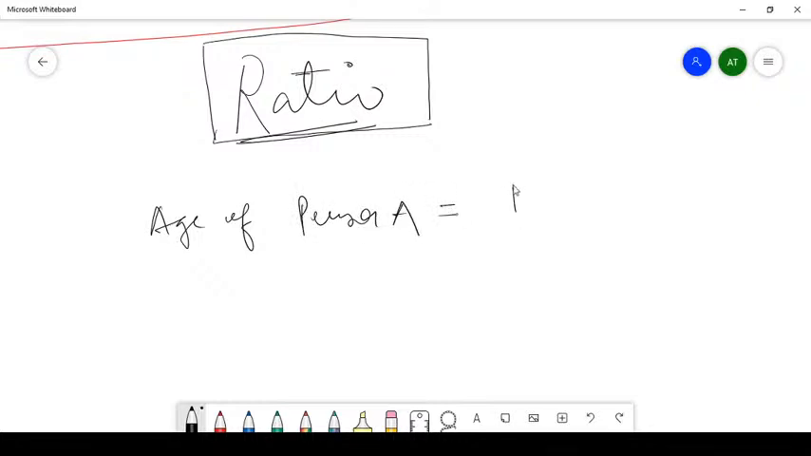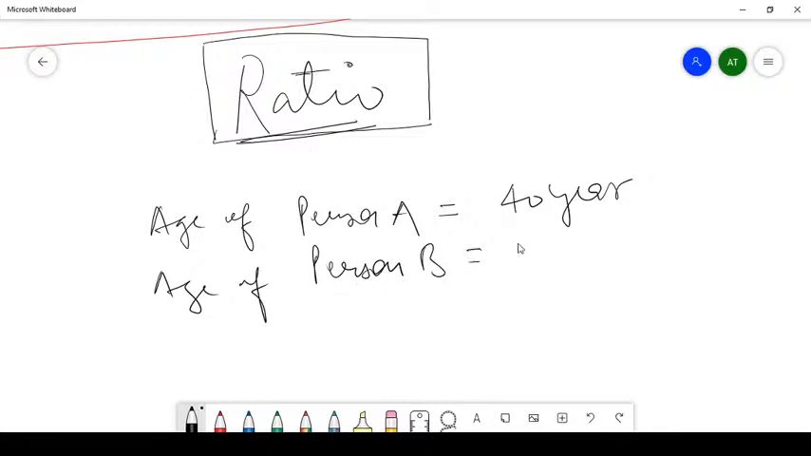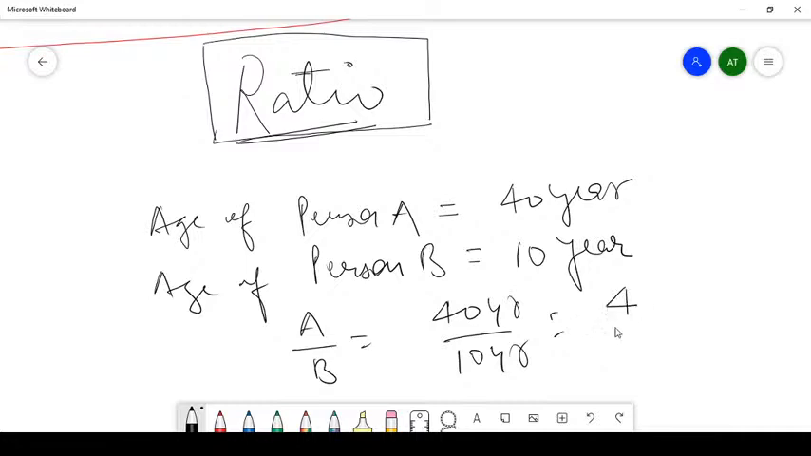A is 40 years and the age of person B is 10 years, right? Then if I want to compare the age of A and the age of B, by ratio we can easily do that, right? By ratio we compare two things. Like if I want to compare the age of person A to the age of person B, then age of person A by age of person B is equal to 40 years by 10 years, that is 4 is to 1.